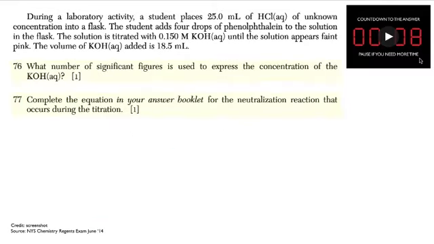During a laboratory activity, a student places 25.0 milliliters of HCl of unknown concentration into a flask. The student adds 4 drops of phenolphthalein to a solution in the flask, and then the solution is titrated with 0.150 molar potassium hydroxide until the solution appears faint pink. The volume of potassium hydroxide added is 18.5 milliliters. So go ahead and consider these questions.